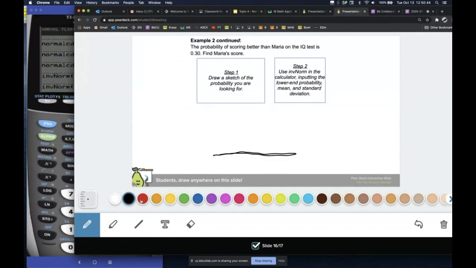Now, the probability of scoring better than Maria on the IQ test. So it's the same problem. The mean is 100. Notice the probability of scoring better than Maria on the IQ test is 0.30. That's 30%. So remember, if we start here in the middle, this is 50%. So 30% would be somewhere here.